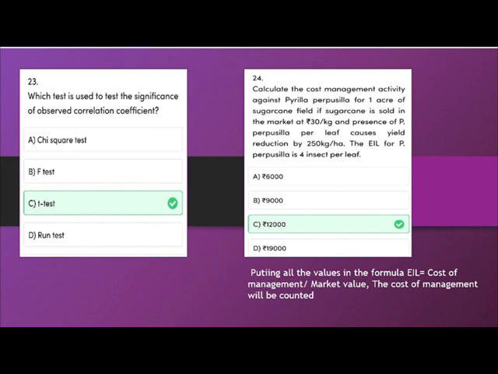Now 24th question. Calculate the cost of management activity against Spirella parvulcella for 1 acre of sugarcane field if sugarcane is sold in the market at 30 rupees per kg and presence of Spirella parvulcella per leaf causes yield reduction by 250 kgs per hectare. The EIL for Spirella parvulcella is 4 insects per leaf. In this case, the answer is 12,000 rupees. Putting all the values in the formula, EIL equals cost of the management by market value. So from this, the cost of the management will be calculated.